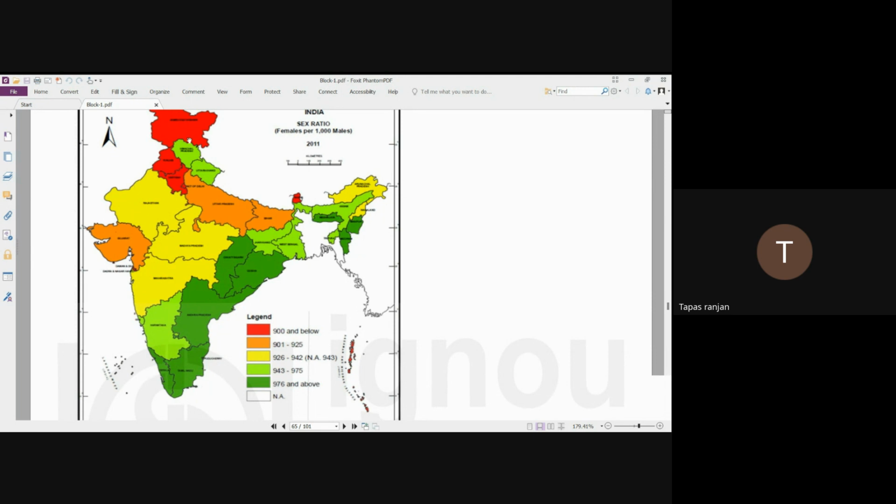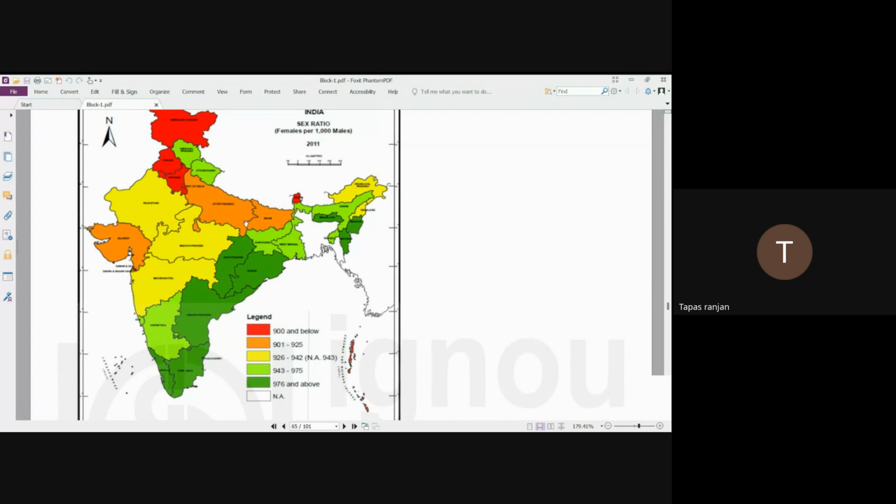Then in northern India, mostly in northern India, we see a very low sex ratio, and in UP and Gujarat also you are having a sex ratio of somewhere around 901 to 925. So there are different factors which are influencing the sex ratio also.